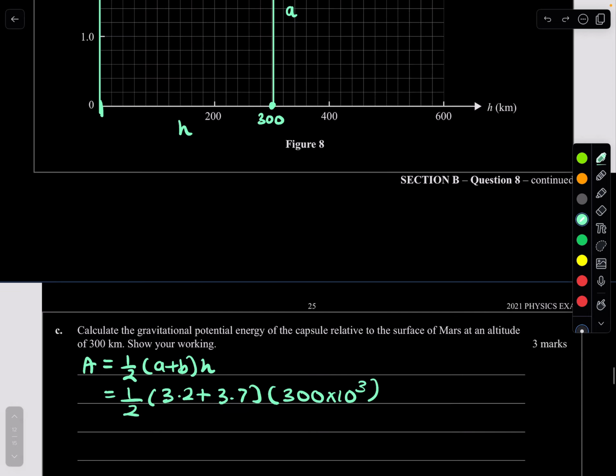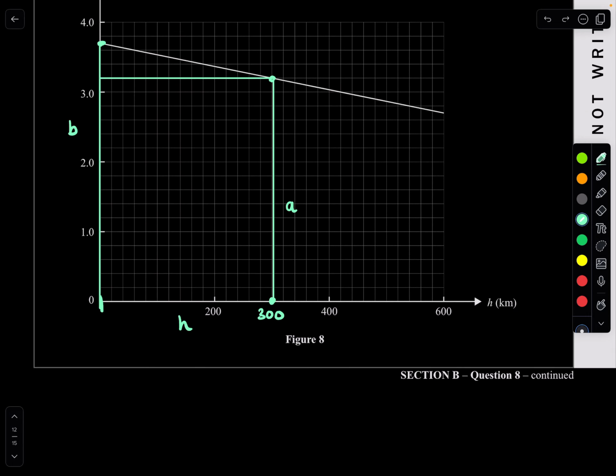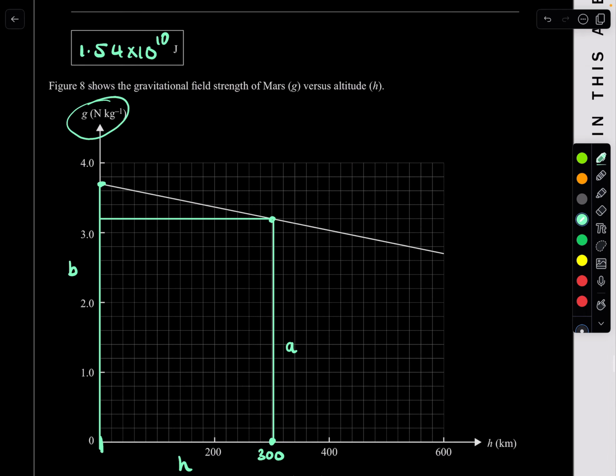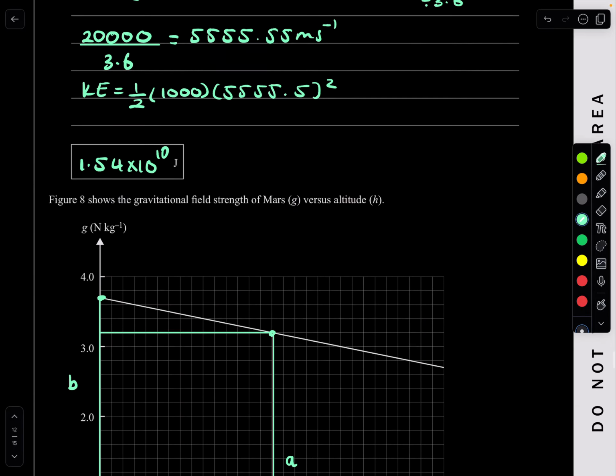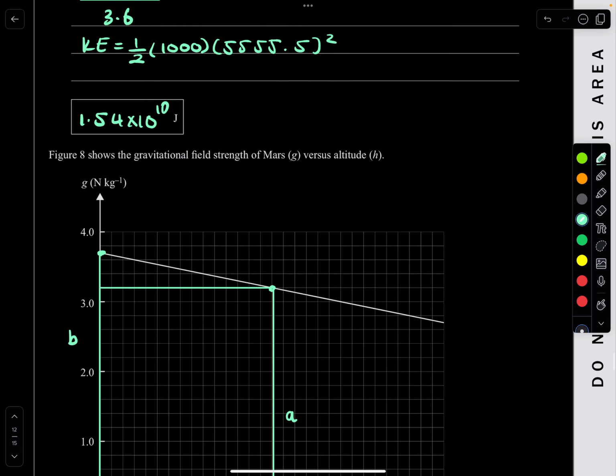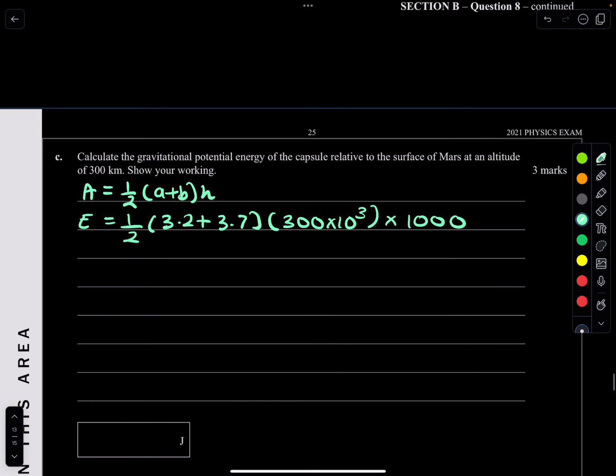Be careful, a lot of students will make this mistake. They think that area straight away is your energy. Now that's false, because remember, it's a gravitational field strength versus distance graph. And so when you find the area, you just have to multiply by the mass of the capsule at the end. So for energy, all I have to do is multiply by 1,000, which is the mass of the capsule. Yes, it's 1,000 kilograms. Beautiful.